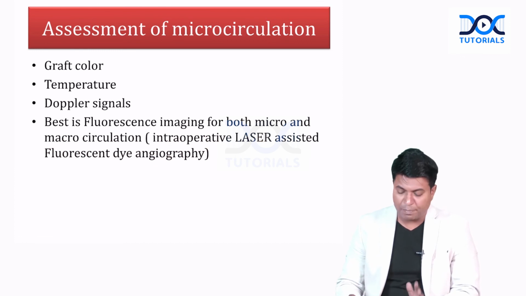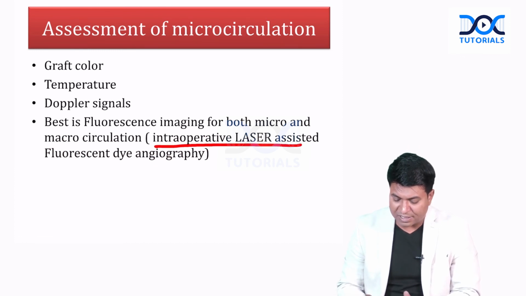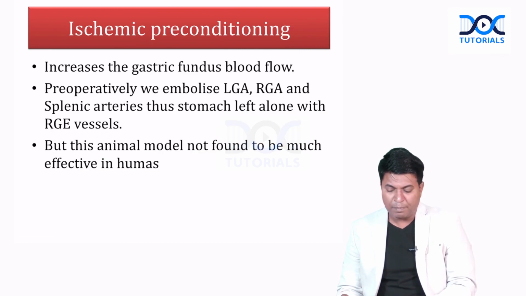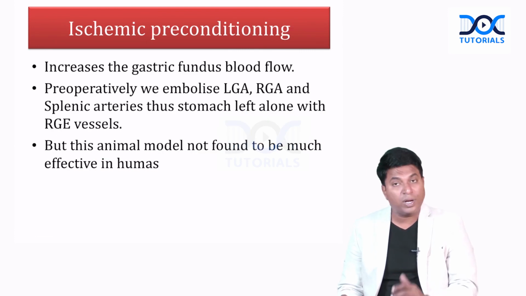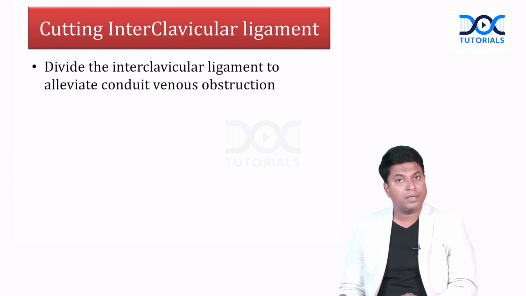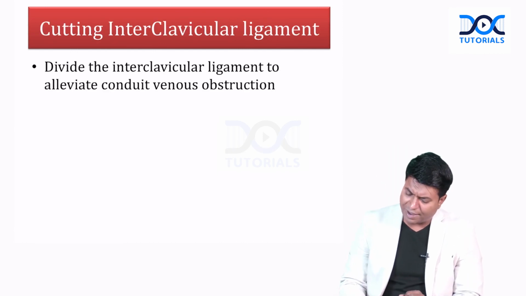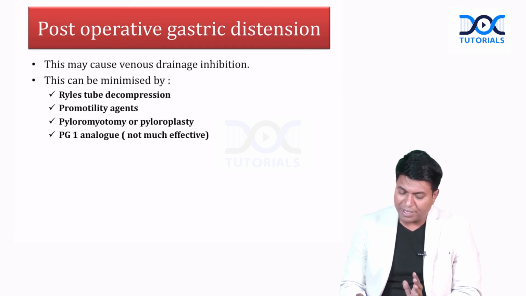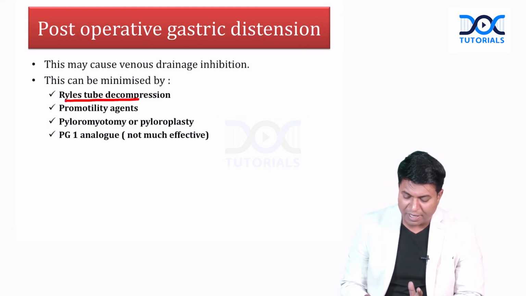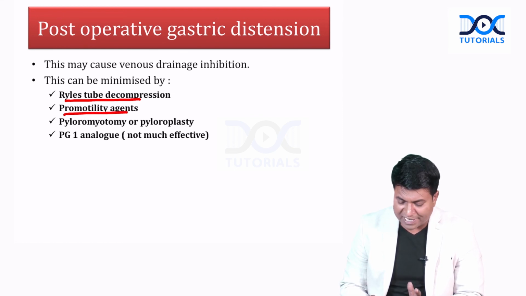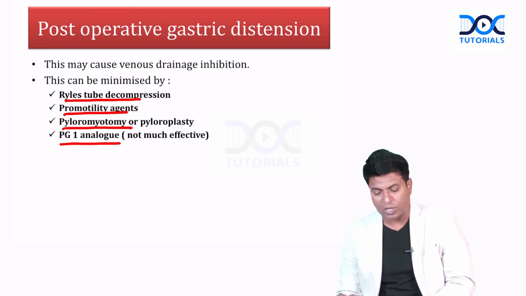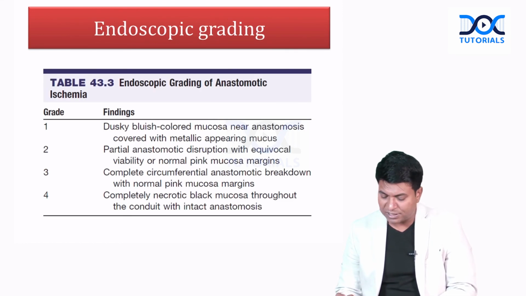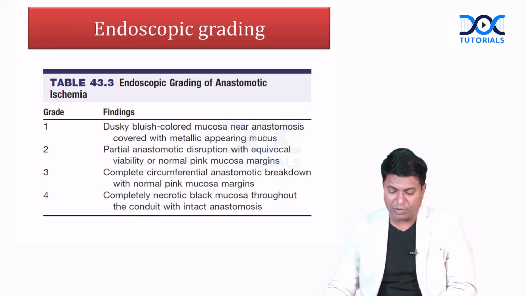To assess the function, the best is intraoperative laser-assisted fluorescent imaging. That is the best to assess the microcirculation. Preconditioning is good in animal models, not found in human models. Cutting the interclavicular ligament gives better venous flow. Postoperative gastric distension can be minimized by Ryle's tube decompression, pro-motility agents, pyloromyotomy and prostaglandin E1 analogs. Please don't forget, these are the endoscopic grading of anastomotic leak for your exams. This is very important for your exams.